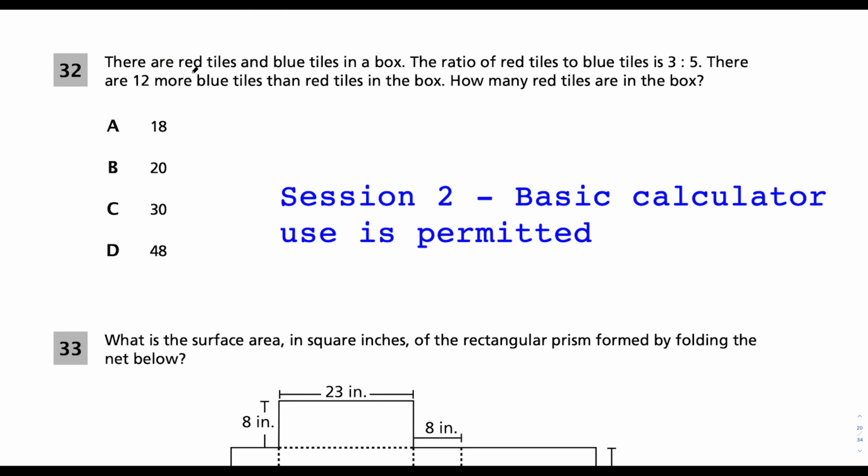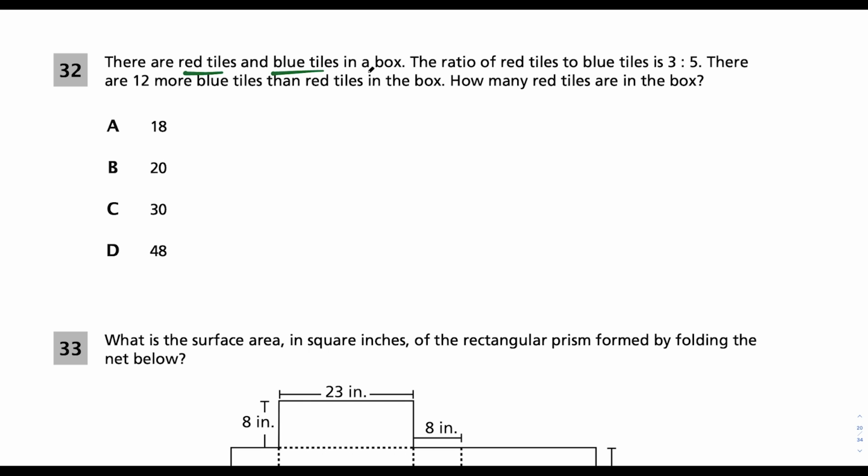So question 32, we have red tiles and blue tiles in a box, and the ratio of red tiles to blue tiles is 3 to 5. There are 12 more blue tiles than red tiles in the box. We want to know how many red tiles are in the box. So for this one here, once again, the ratio of red to blue is 3 to 5.